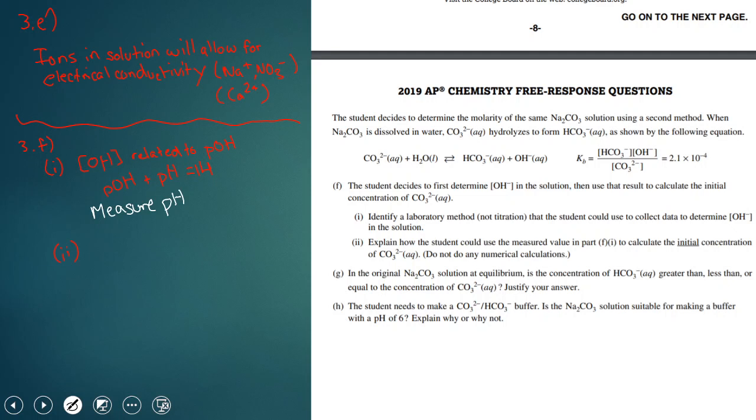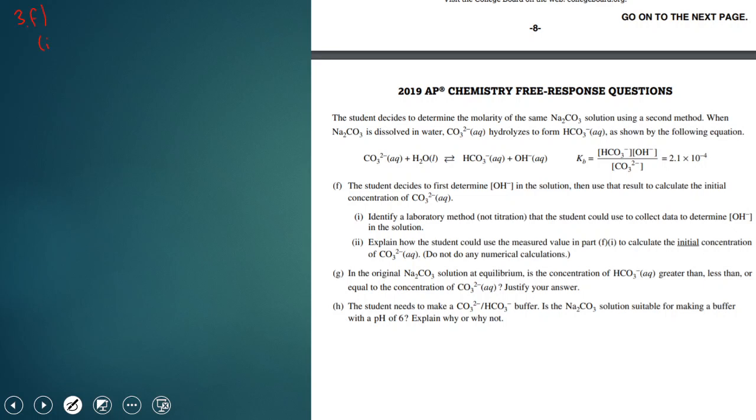Now explain how the student could use the measured value of our hydroxide to calculate the initial concentration of our carbonate ion. Okay, do not do any numerical calculations. Well, it says not to. I'm actually going to switch to the next page looking at this question. Even though it did say not to do any mathematical calculations, it did say to set anything up, and that's probably the easiest thing to do over here.